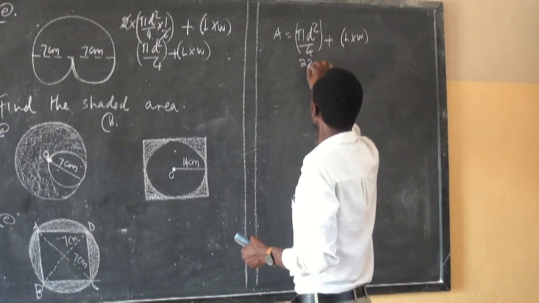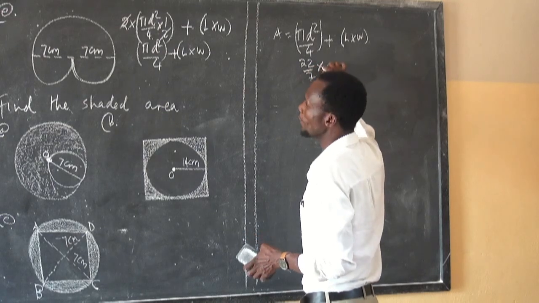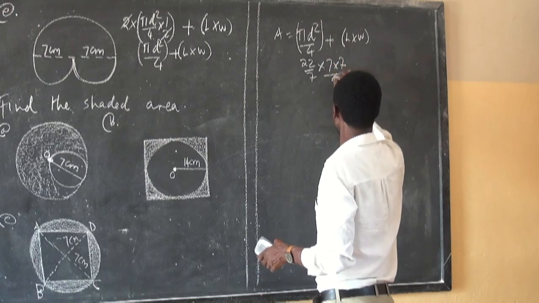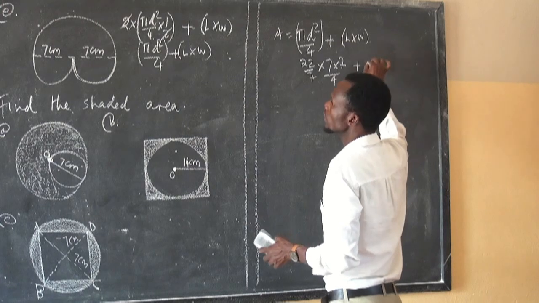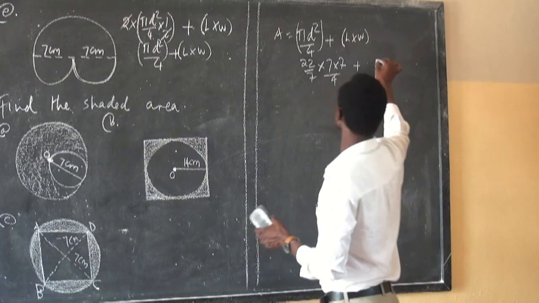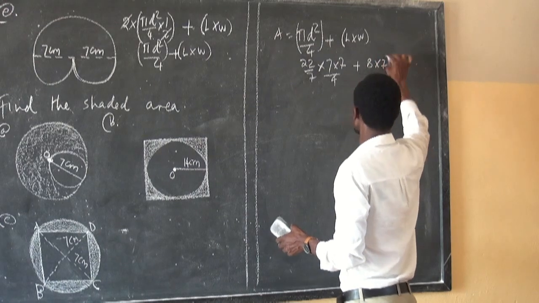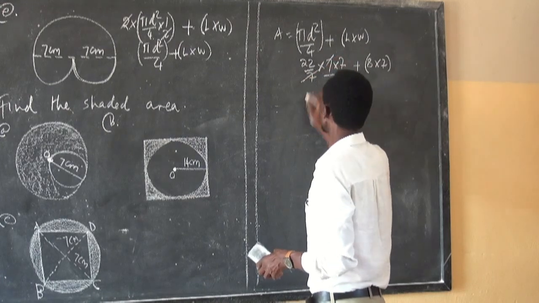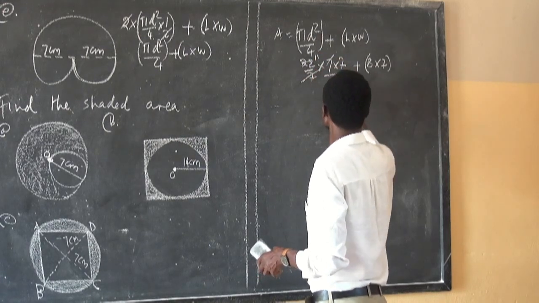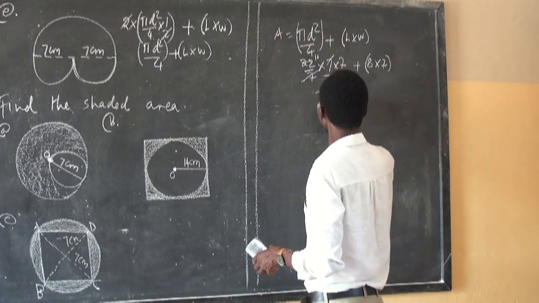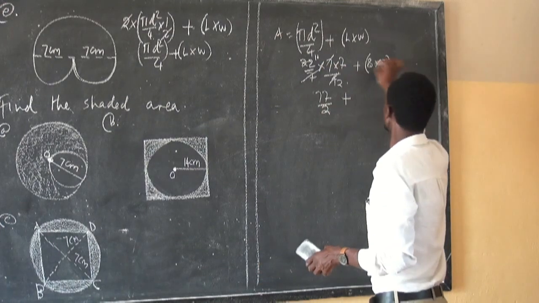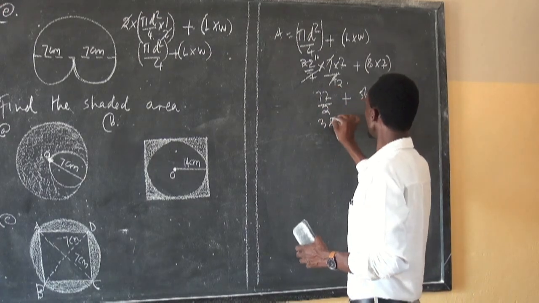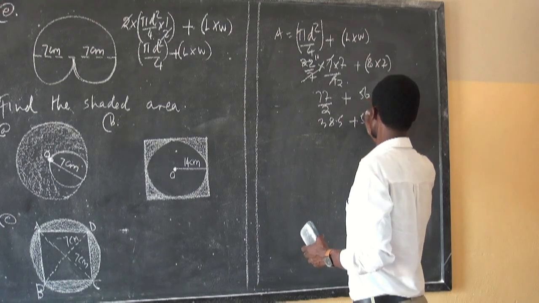Then pi is equal to 22 over 7 times diameter, which now is equal to 7 times 7 once again over 4. Then plus length is equal to 8 times width, which is equal to 7. This is what we have. Mathematically, this cancels with this one. Then by 2 is 11, by 2 is 2. Now we have 77 over 2 plus this is 56. Now this is what? It is 38.5 plus 56.